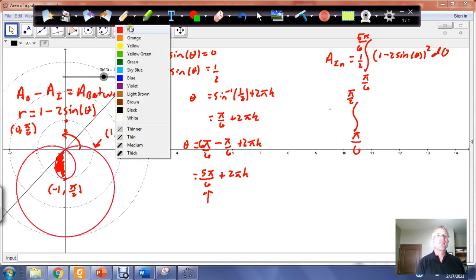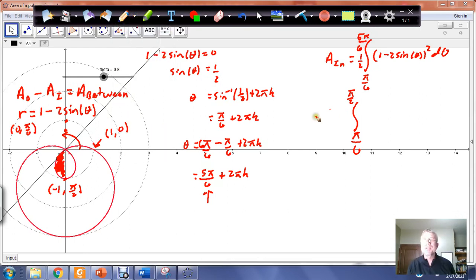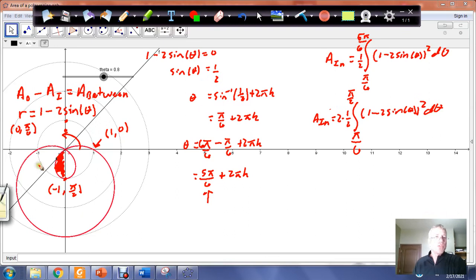Having a hard time not having a lot of board space. So the area of the inner loop would be 2 times the 1/2 times the radius squared, 1 minus 2 sine theta, squared, d theta. There's the square of the radius. So we could double the integral, double this little guy here. At pi over 6, we know that we are back at the pole.